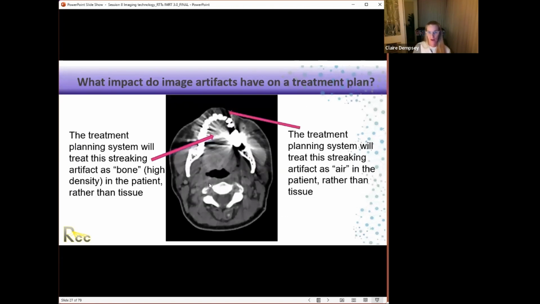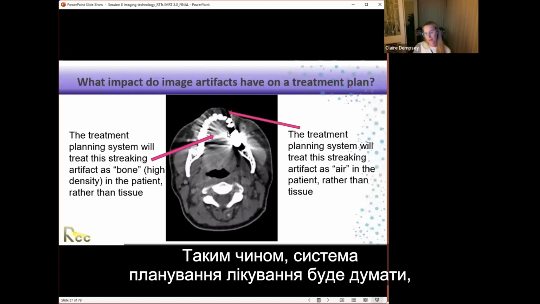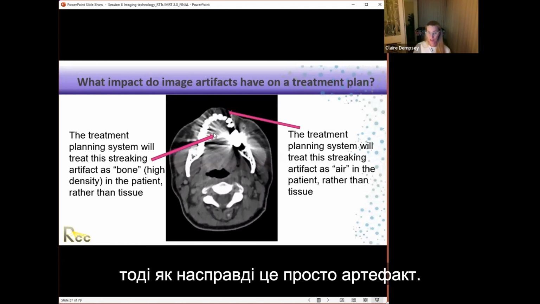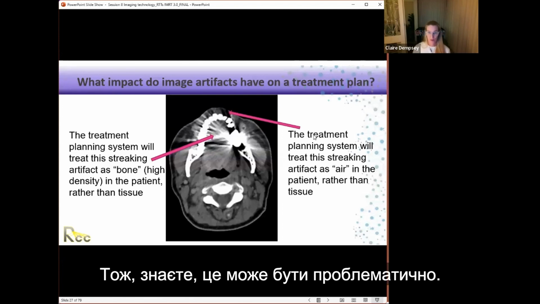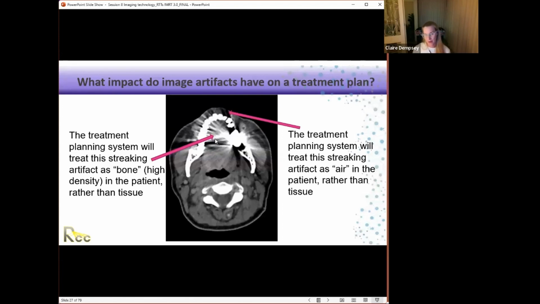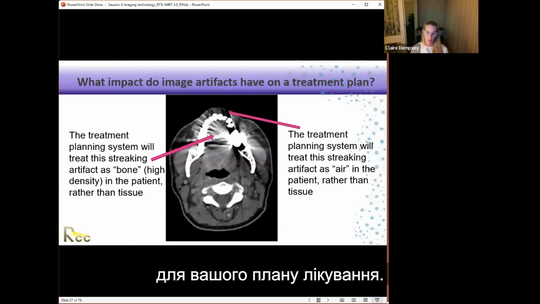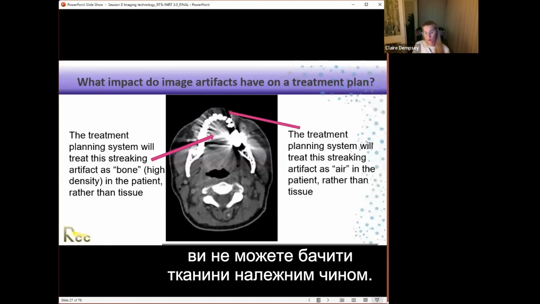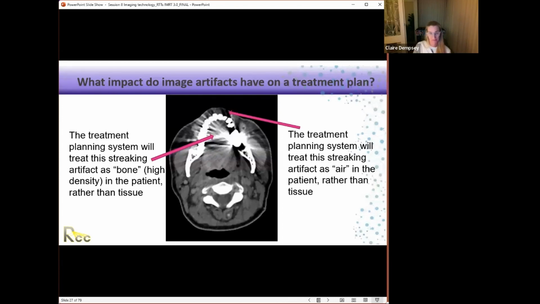If you look at this one, we've got some streaking artifacts here. The treatment planning system would think that this is bone or really high density material inside the patient when it's actually just an artifact. And it would think that this part of the patient here is air rather than tissue. So this can be problematic. Imaging artifacts can have two implications for your treatment plan. One, in terms of accurately drawing your contours, you can't see the tissues properly. And two, in terms of accurately calculating the dose inside the patient.